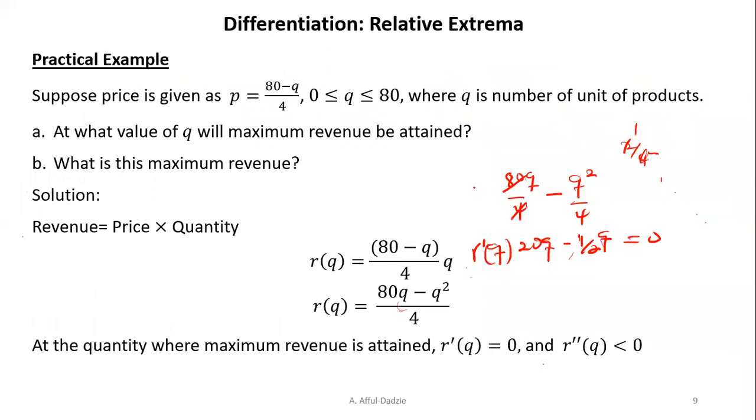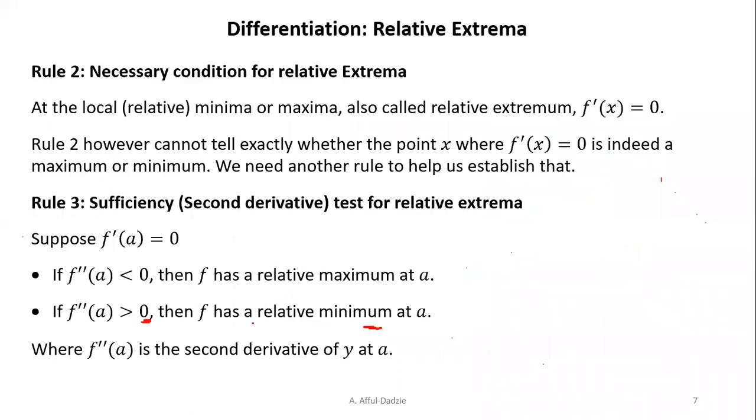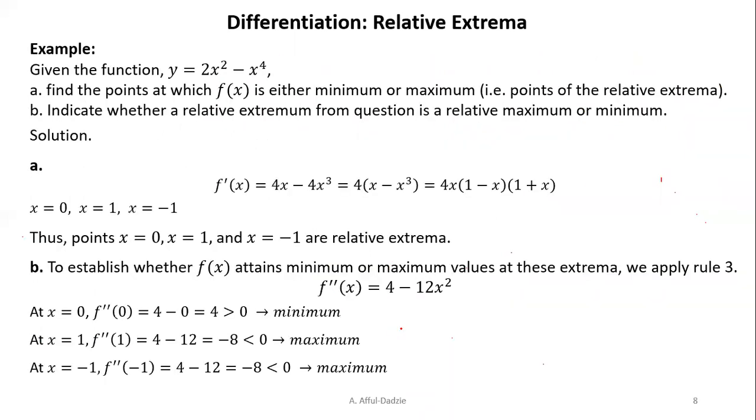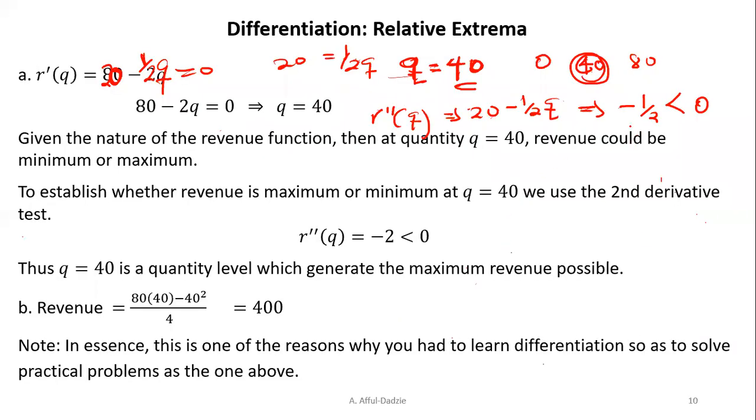Now let's go back to what the rule says. The rule says that if we take the second derivative and it is less than 0, then we are at a maximum at point A. If we take the second derivative and it is greater than 0, then we are at a minimum. Here we have taken the second derivative and we have -1/2, which is less than 0. So indeed, we are at a maximum. This second derivative test proves to us that 40 would give us the highest possible revenue from our function.